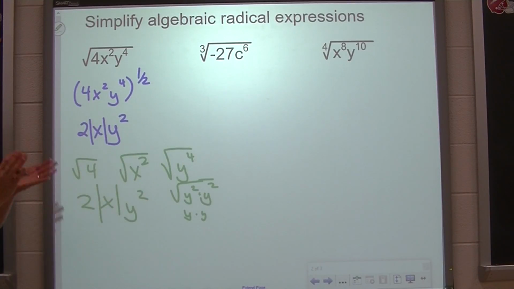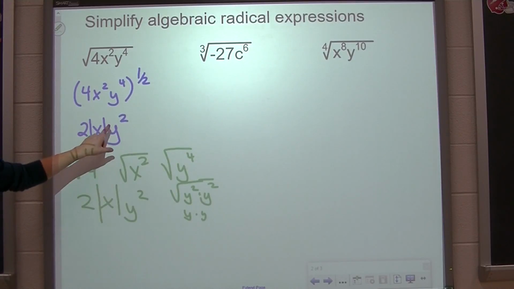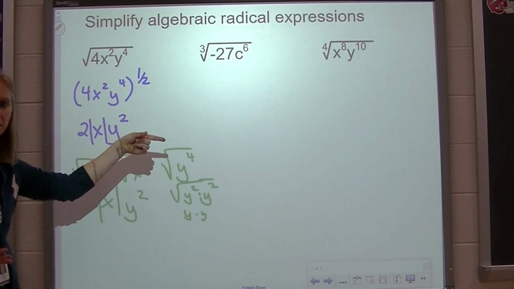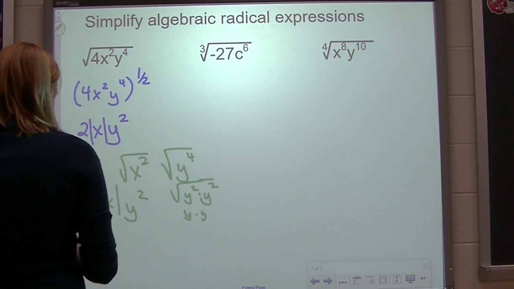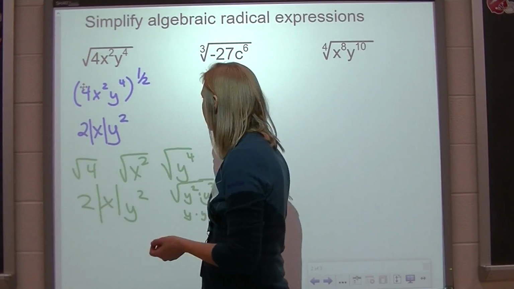Some of you might say, well, I don't really need to put absolute value around the y squared, because no matter if y is positive or negative, when we square it, it's going to be positive anyway. Okay, so that's how you can look at each of those.